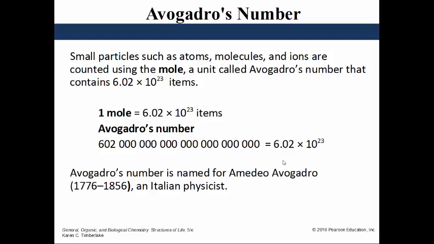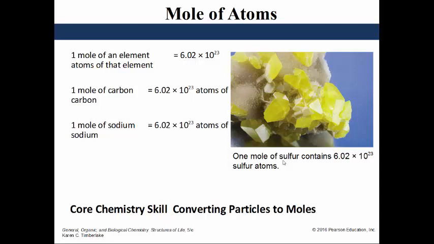So that is called Avogadro's number, named after the Italian physicist from the 19th century. So 1 mole of anything represents 6.02 times 10 to the 23rd power. Here are some examples of what I'm talking about.